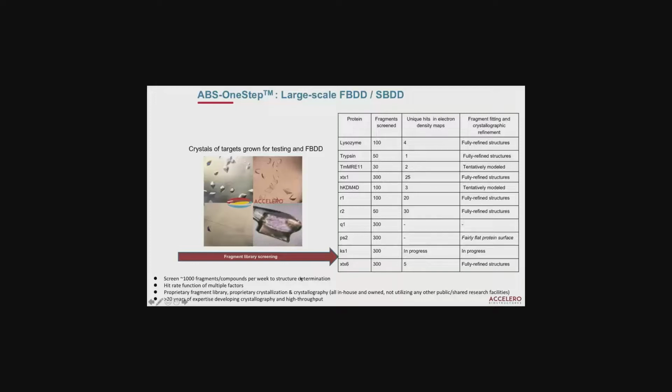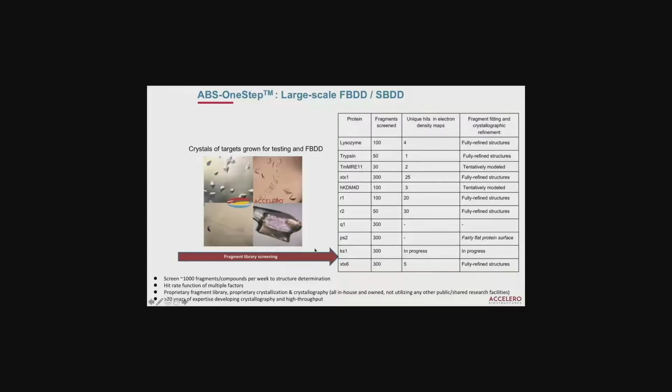So we can now go up to 1,000 fragments in a week. Which means that once we have a crystal system set up for high-throughput screening, we can scale up the crystallization, the crystallography, screen the compounds, collect the data, solve the structures, and analyze the results all within a week for about 1,000 fragments at a time. And of course, this is all backed by over 20 years of expertise in developing crystallography and high-throughput methods, because there are many, many pitfalls along this whole process that Sergey also pointed out. If you do not know what you're doing, you will just get junk out of it. So this is very, very problematic.